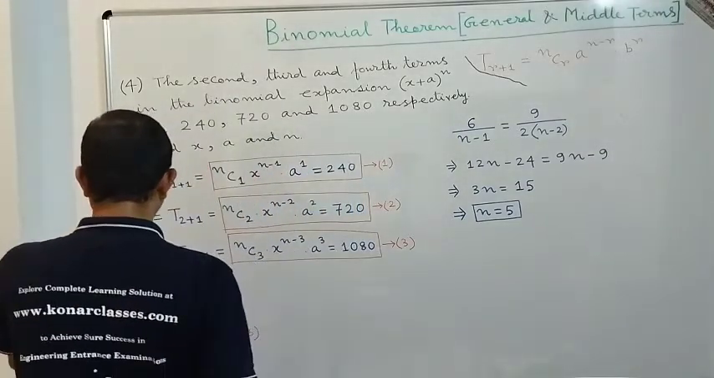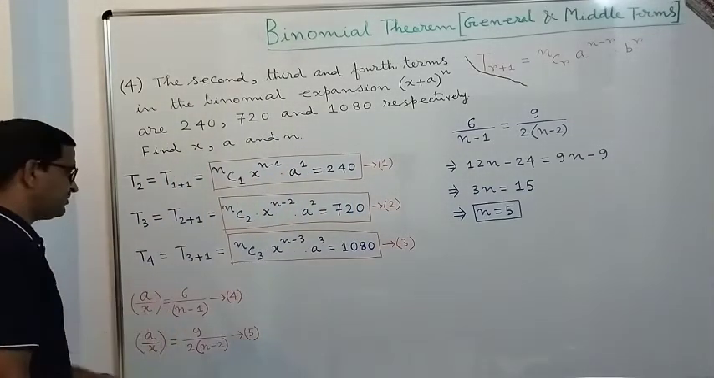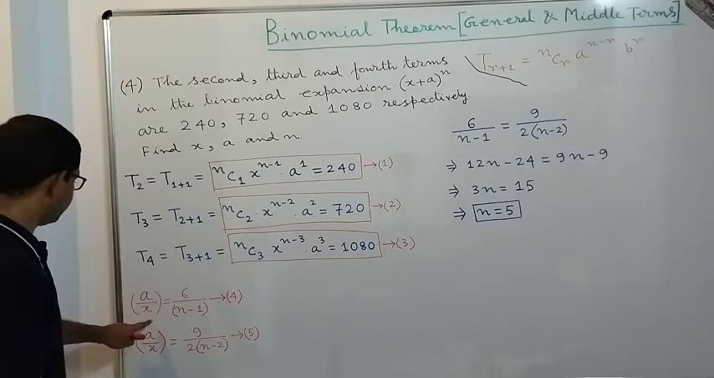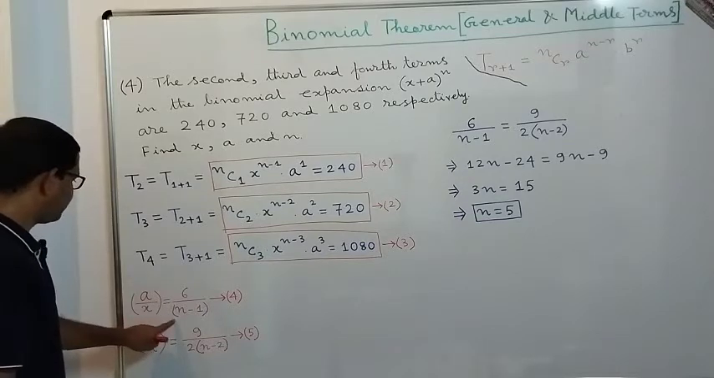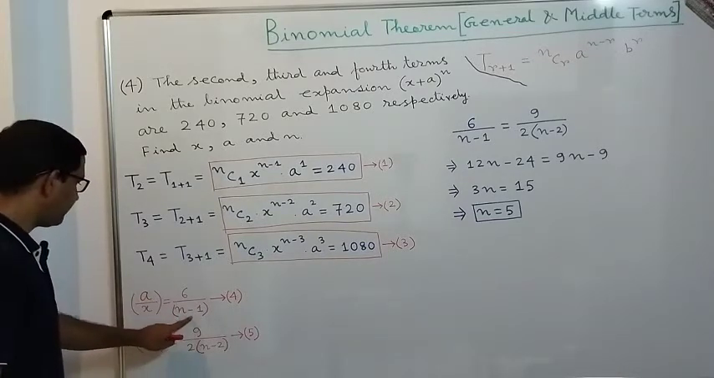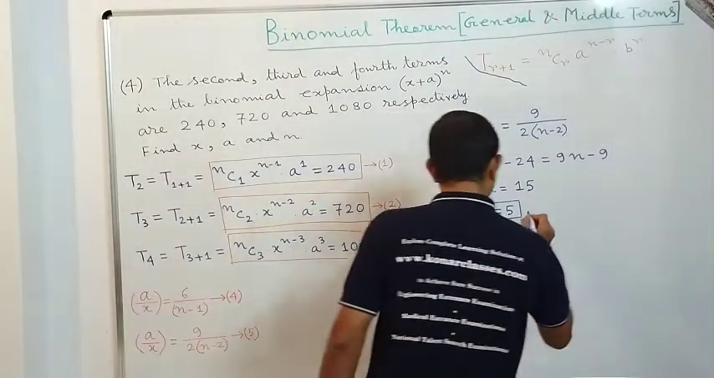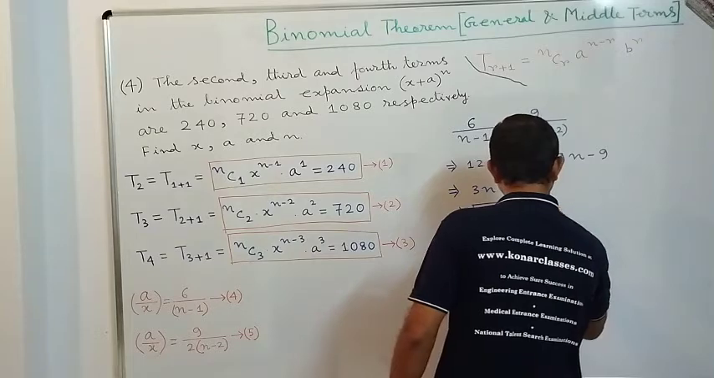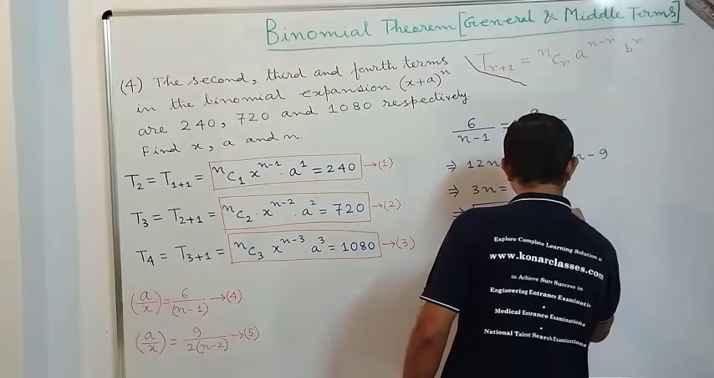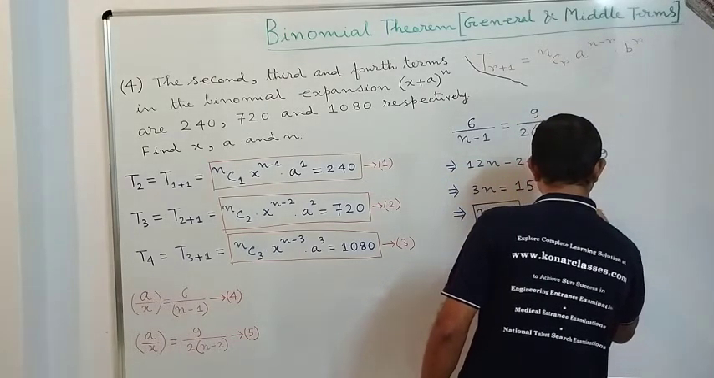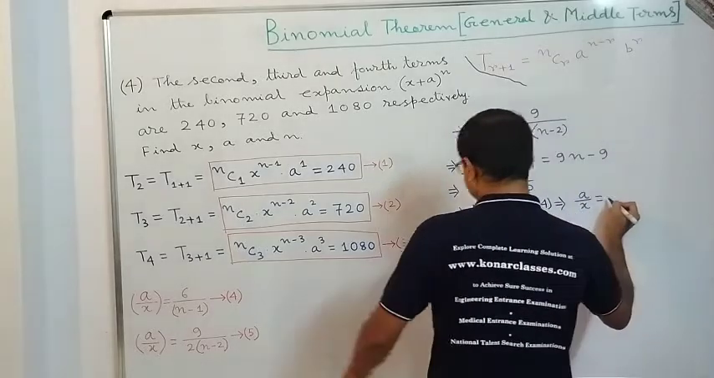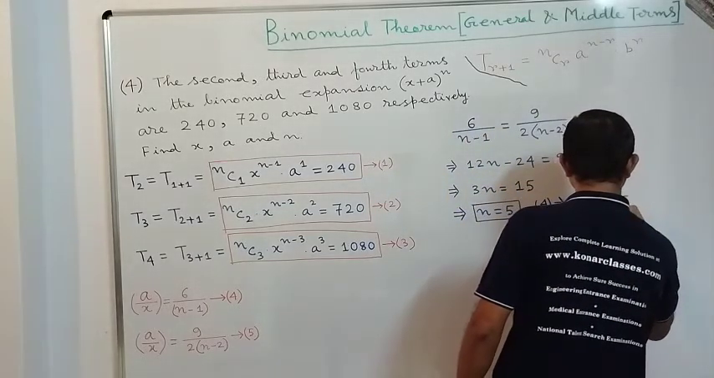Now if we apply the value of n equal to 5, what is the value of a by x we are going to get, dear students? The value of a by x we get is 6 by 5 minus 1, 6 by 4, that is equal to 3 by 2. So now from equation 4, dear students, a by x is equal to 6 by 5 minus 1, that is 4.